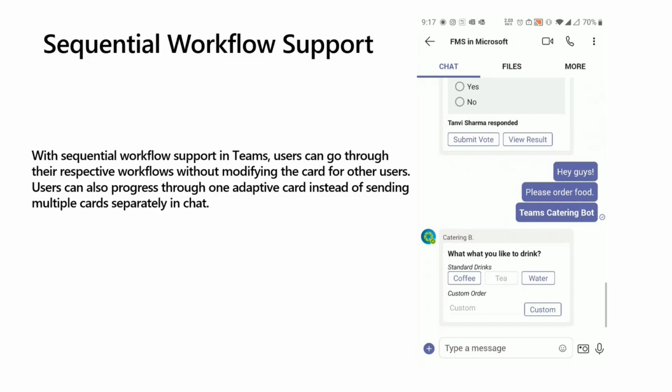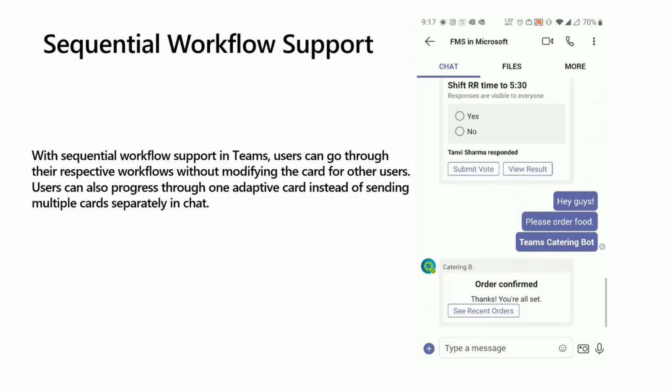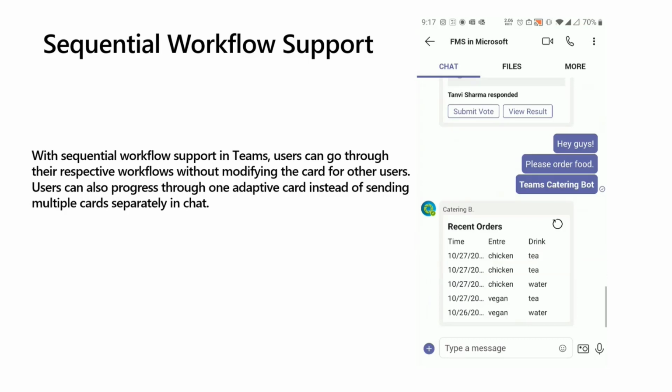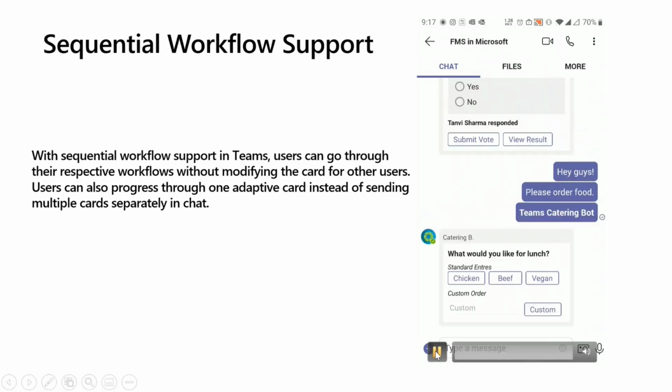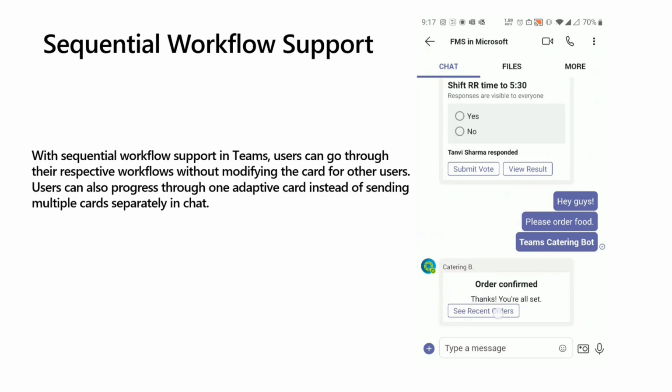So someone selects chicken for their meal and tea for their drink, confirms the order, and while this entire workflow completes, we see that the same card is getting updated. So rather than having to see three different cards on our viewport, we can complete the entire workflow within the same card itself. And just to drive home the point again, I'll replay. So we select our drink, confirm the order, all within the same card.